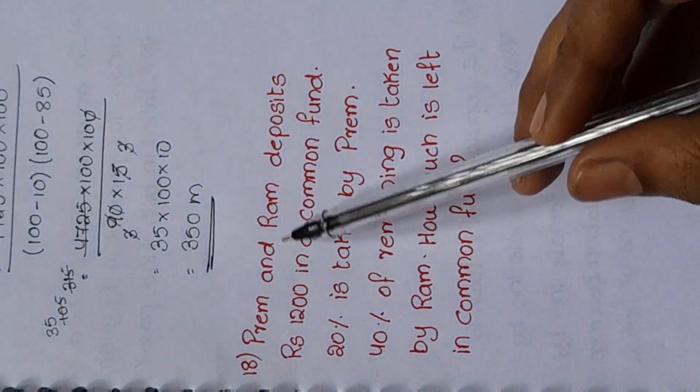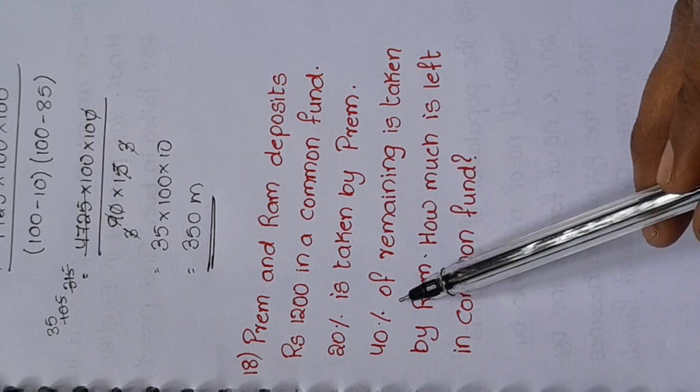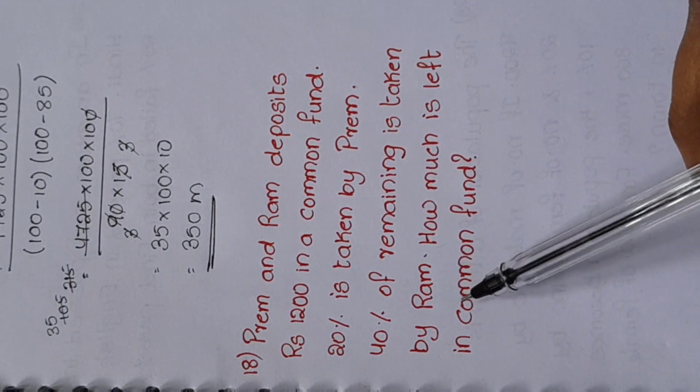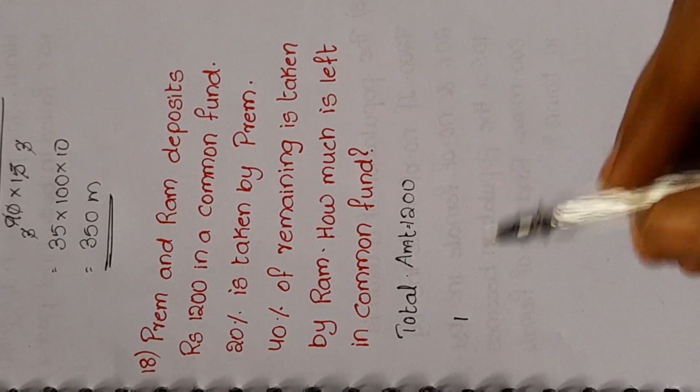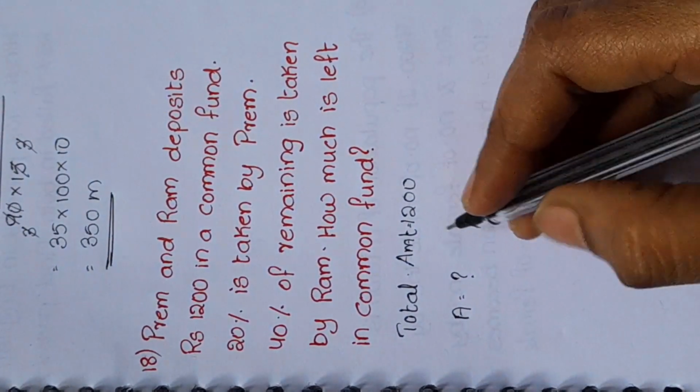18th question. Prem and Ram deposits rupees 1200 in a common fund. 20% is taken by Prem, 40% of the remaining is taken by Ram. How much is left in common fund? In this question, we know the total amount, that is 1200. Now we should find the value of A, that is the leftover amount.